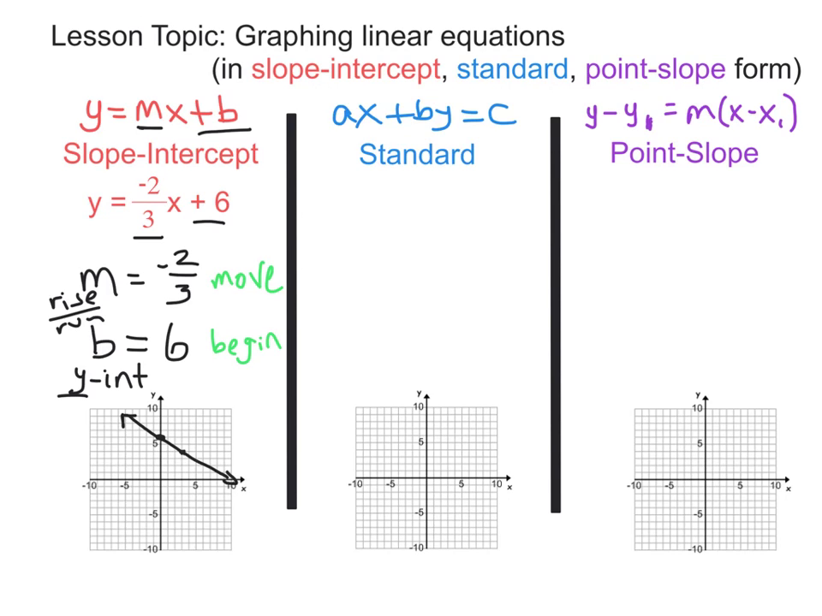Alright, so our second line type is standard form. Standard form looks like this. Here's an example: 3x plus 2y equals 12. Notice, it looks very different from slope-intercept form. One of the most important things you need to be able to do as we start the course is recognize the differences between the equations so that you know which route to use to graph them.